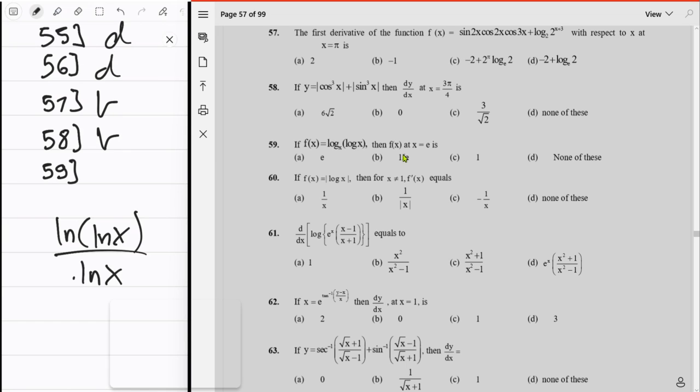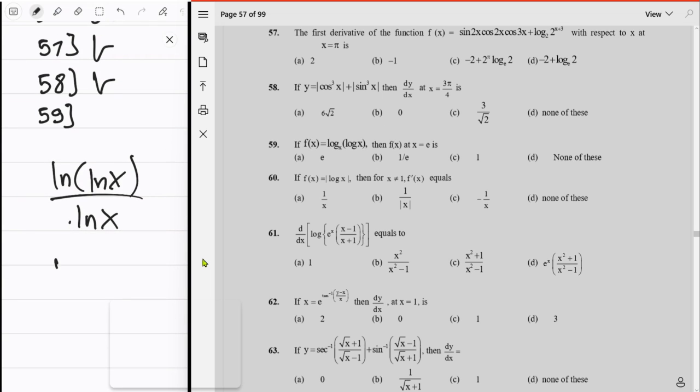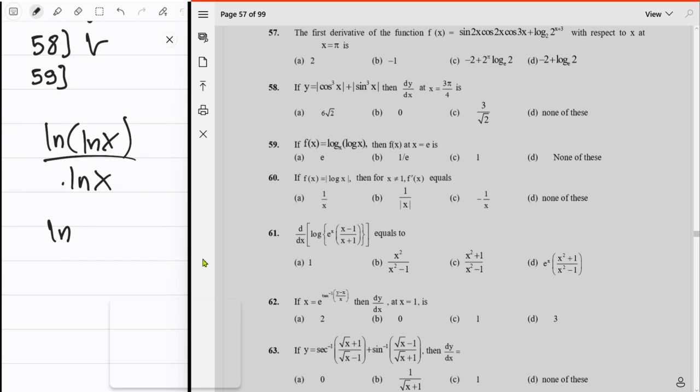Seriously, what is this? Why are you making me do these kind of things? What? Why? It's just plug in the value and get it. Why am I doing this? This is natural log of natural log of e, which is natural log of 1 basically, 0.